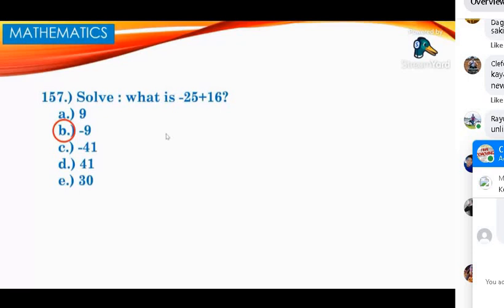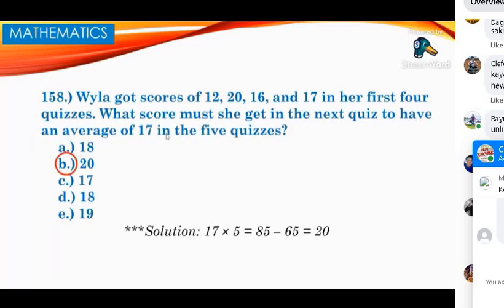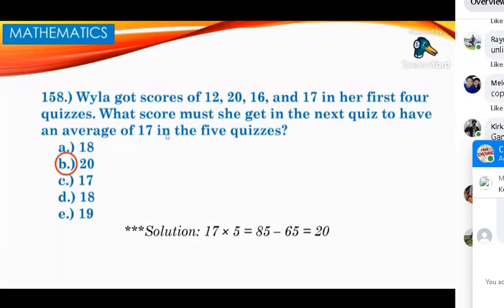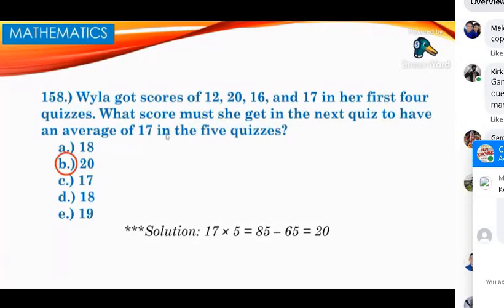Okay, the next, let's have 158. Okay, parang katulad ito sa kanina. Problem sa Raptors. So, Wyla got scores of 12, 20, 16, and 17 in her first 4 quizzes. What score must she get in the next quiz to have an average of 17 in the 5 quizzes?